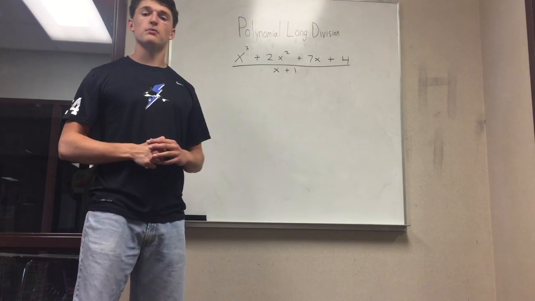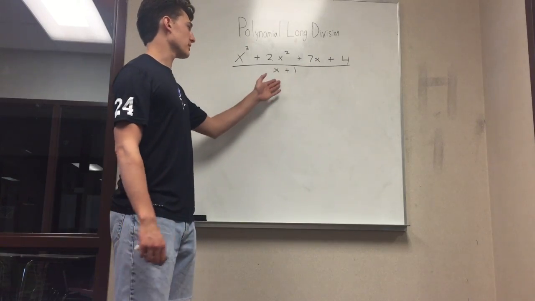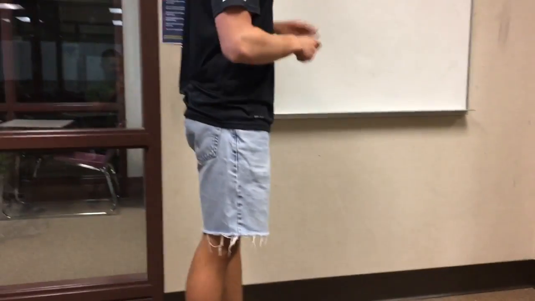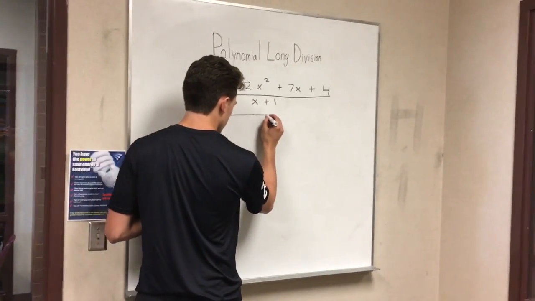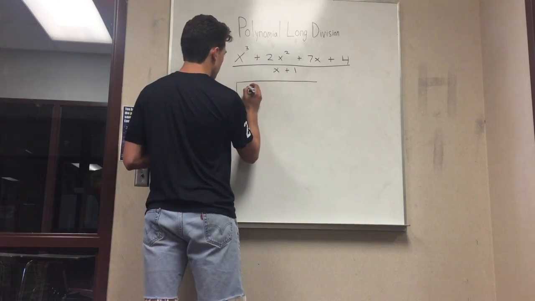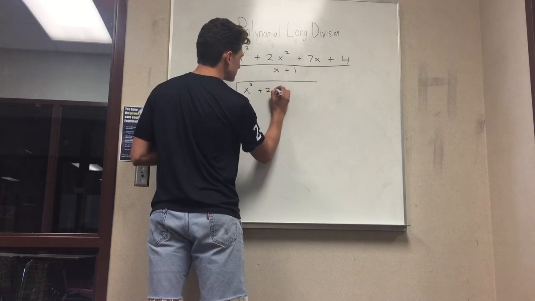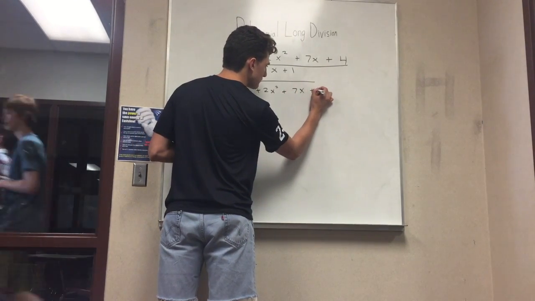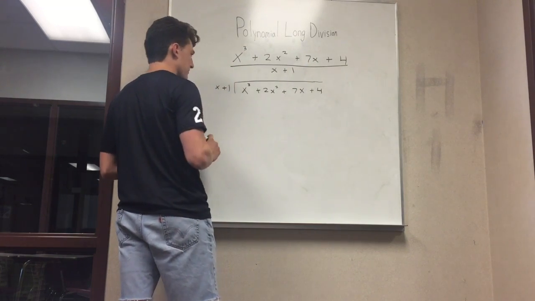So, you're going to learn about polynomial long division. This is used when you have a large polynomial divided by usually a single polynomial. It could be ones with a higher factor like x squared, but we'll just show you this. What you're going to want to do is set up a division symbol like such, and put in your factors. x cubed plus 2x squared plus 7x plus 4 divided by x plus 1.